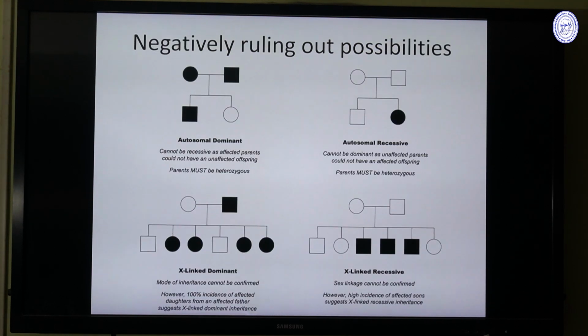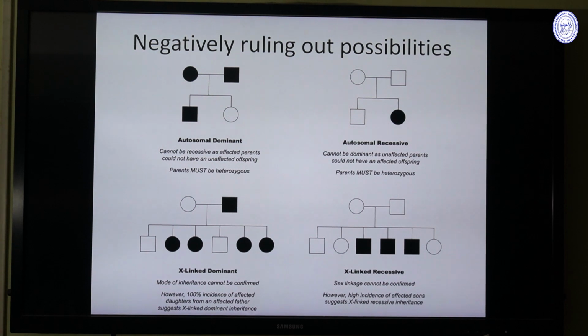Now there are other points on how to negatively rule out the possibility in a pedigree. So in the first case we can see that this is a case of autosomal dominant, and it cannot be recessive because the affected parents could not have an affected offspring. So the parents must be heterozygous, of course, but it is also a dominant case because in the heterozygous condition the parents are showing the effect.